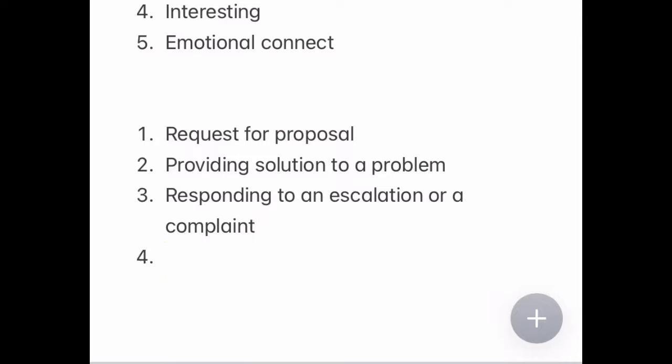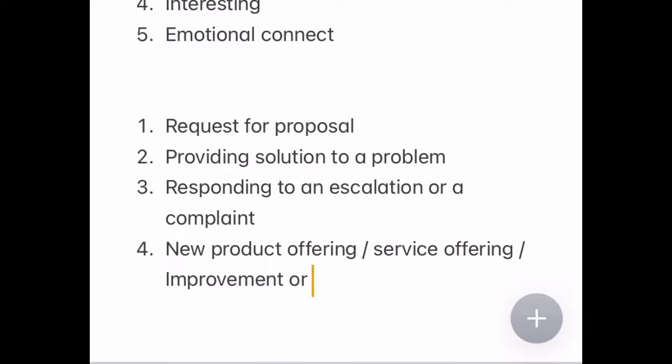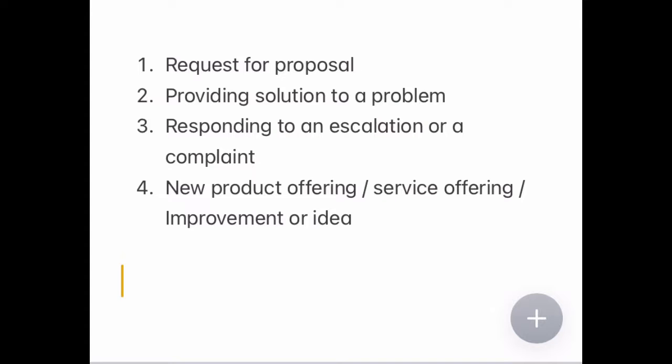Or there could be some cases where it may be your, let's say, new product offering, or a service offering. Let's say not just a product, a service offering, or you are selling an idea. Basically, you're coming up with an improvement idea, or it could be proactive as well. So basically, you are selling an idea. You are pitching for something new. Maybe as part of a business development exercise, or it may be just an improvement idea you want to bring into the organization or to the client, any such cases.